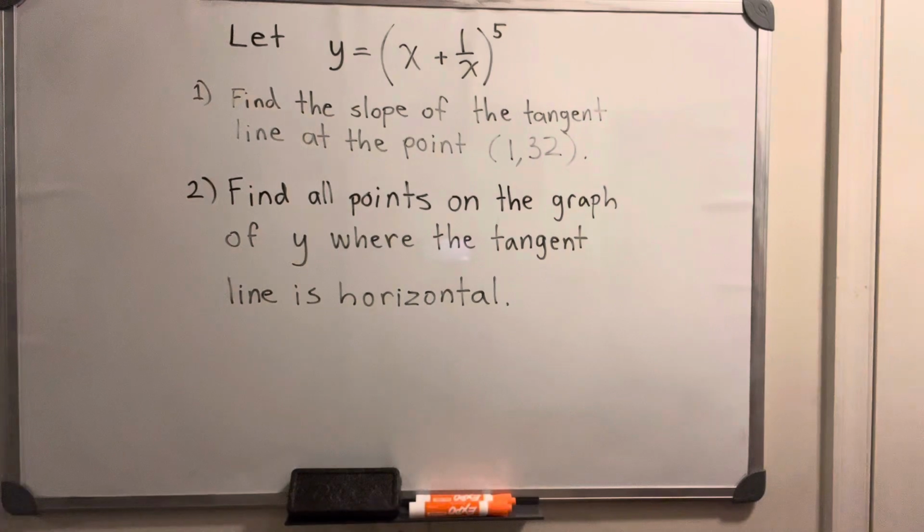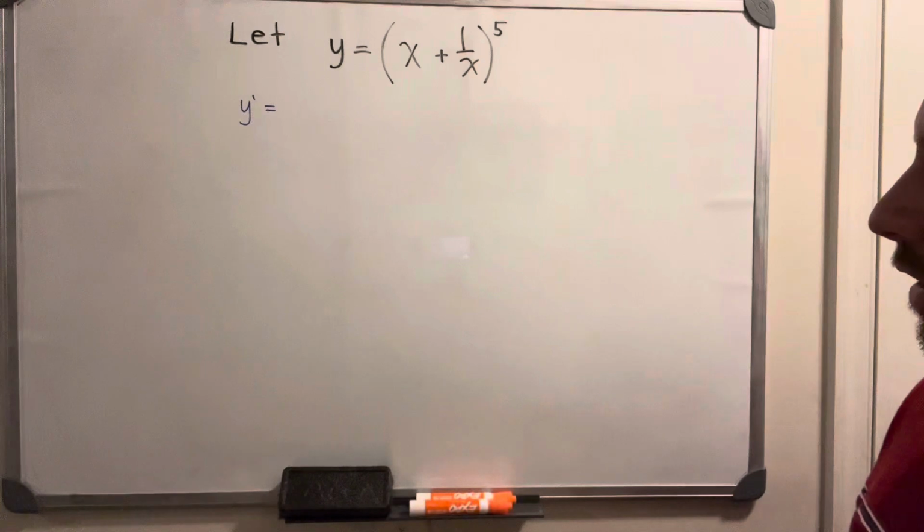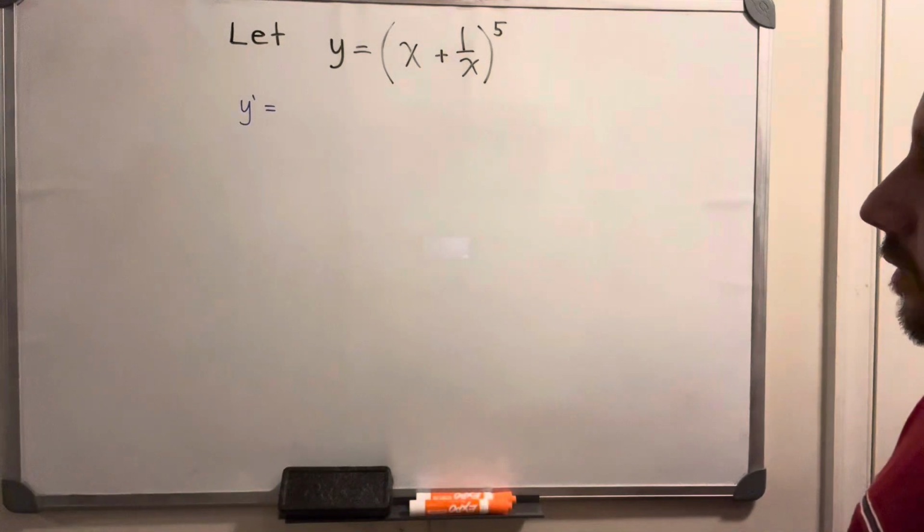This problem says let y equal x plus 1 over x all to the 5th power. Part 1 says find the slope of the tangent line at the point 1, 32. And then part 2 is find all points on the graph of y where the tangent line is horizontal. So if we want to find the slope of the tangent line, we're talking about the derivative.